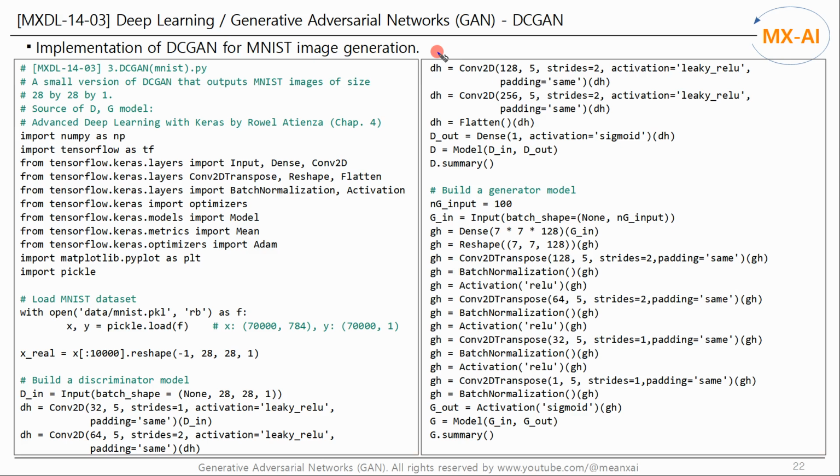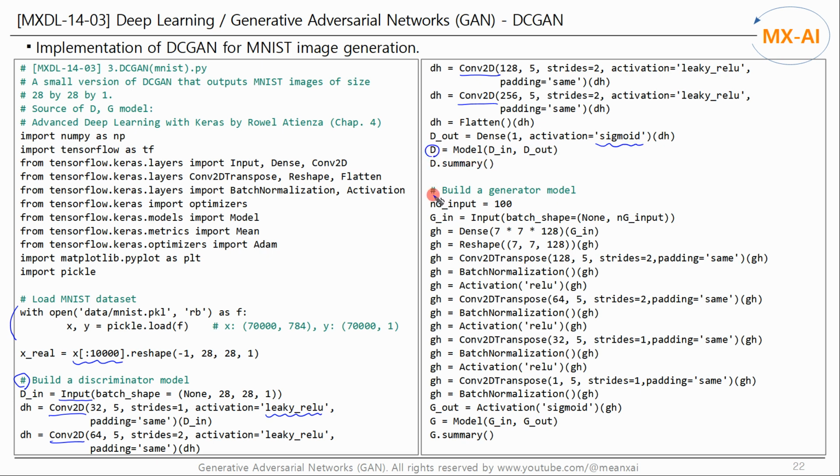Now, let's implement a small version of the DCGAN model that generates MNIST images. Load the MNIST dataset. We will only use 10,000 MNIST images. Build a discriminator model, create an input layer, and add 4 2D convolutional layers to it. We use the leaky ReLU activation function as mentioned in the architecture guidelines of the paper. The output layer uses the sigmoid activation function for binary classification. Create a D model.